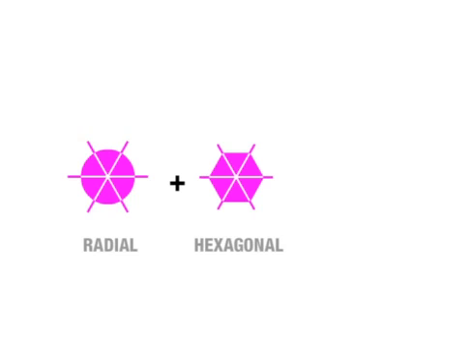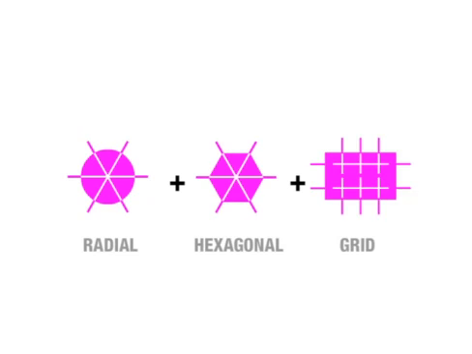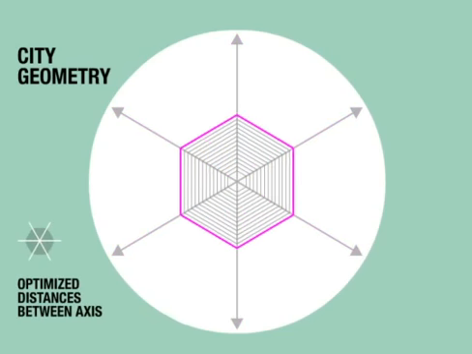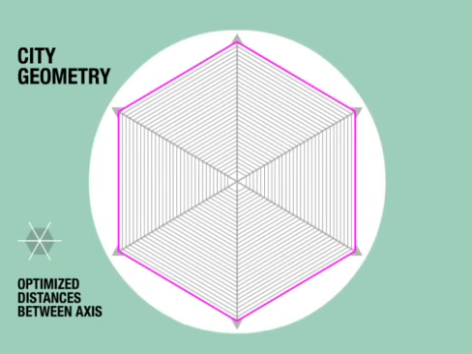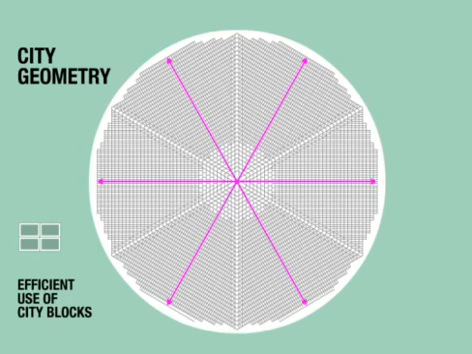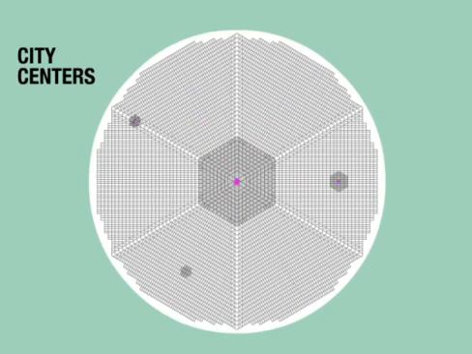The Free City Master Plan synthesizes 3 existing urban typologies: the radial city, the hexagonal connection, and the urban grid. The scheme organizes the city in a radial manner, allowing for continuous growth in all directions. Hexagonal rings optimize the proximity between the various axes, and a rectangular grid is applied to maximize the use of the city block. Additional nodes can be applied to create a polycentric city.